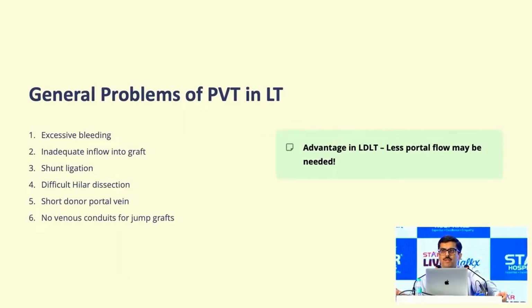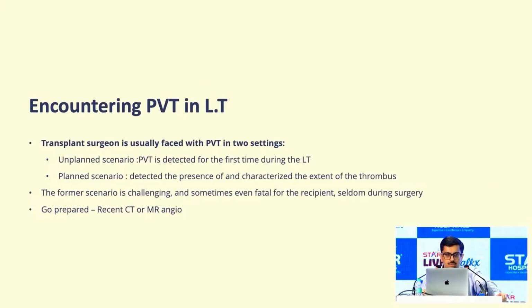Now, what are the problems of portal vein thrombus when we are doing transplant? Definitely the dissection of the porta becomes difficult. There can be a lot of bleeding. There will be inadequate flow to the graft. In patients who have portal vein thrombus, there is data which suggests they have a higher chance of getting hepatic artery dissections as well, and the length of the portal vein, even if you do a thrombectomy, is smaller. So it is technically a difficult surgery to do.